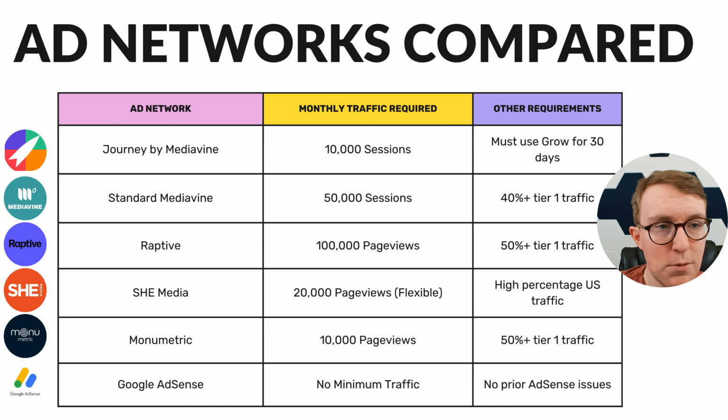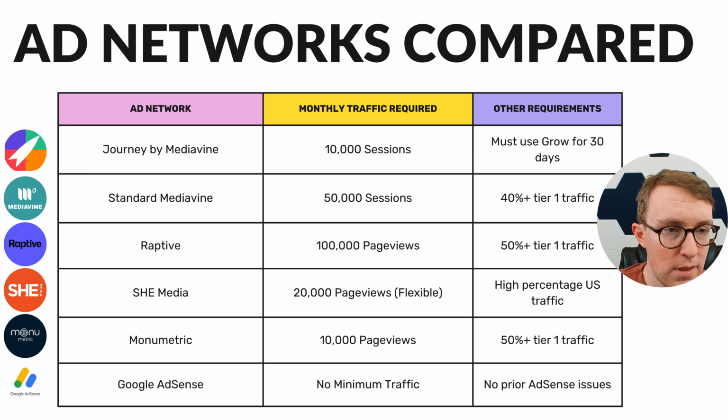Similarly, for Raptive, you need about 100,000 page views and usually at least 50% tier one traffic. She Media is slightly more flexible in that there's a roughly 20,000 page view traffic requirement. They don't have a stated amount of tier one traffic, but generally, like the others, it should probably be a majority of your traffic. Similarly, Monumetric requires at least 10,000 page views and 50% tier one traffic.